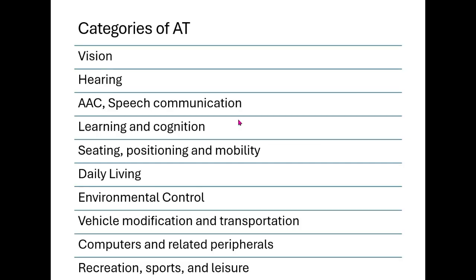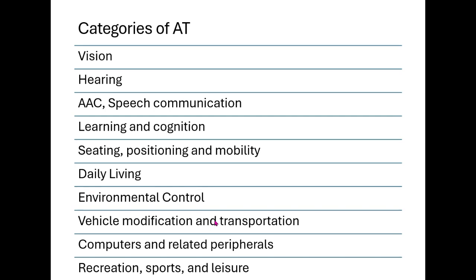All right. Categories of technology, it varies, depends on which book you look at, which reference or website you look at, but I narrowed it down here or lumped them into 10 categories. Assistive technology for the vision, hearing, AAC, alternative augmentative communication, speech communication devices, AT for learning and cognition deficits, AT for seating, positioning, and mobility, AT for daily living tasks, and sometimes it's lumped with environmental control, and we call those together electronic ADLs, activities of daily living.